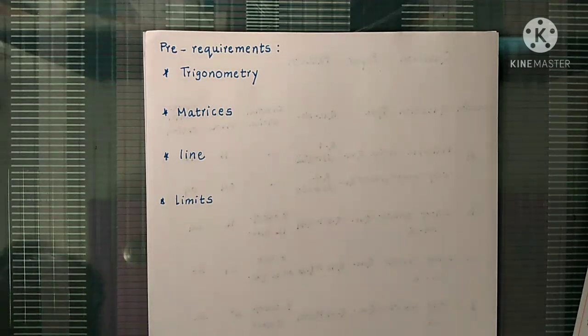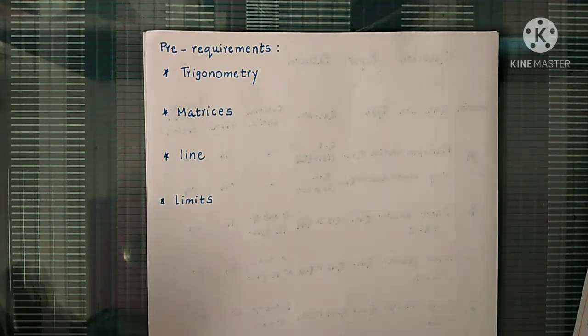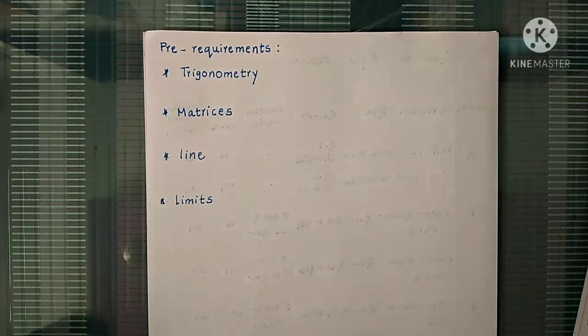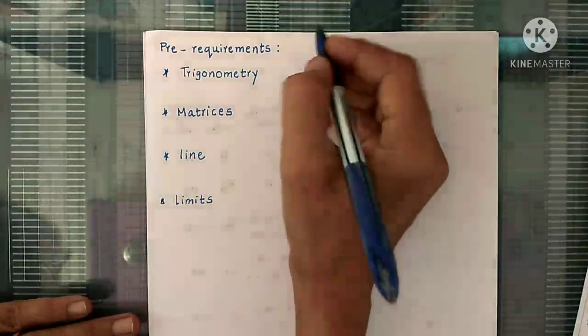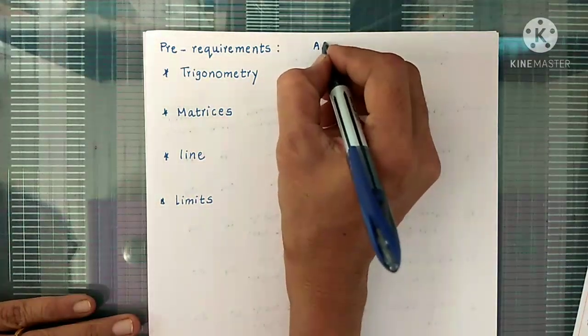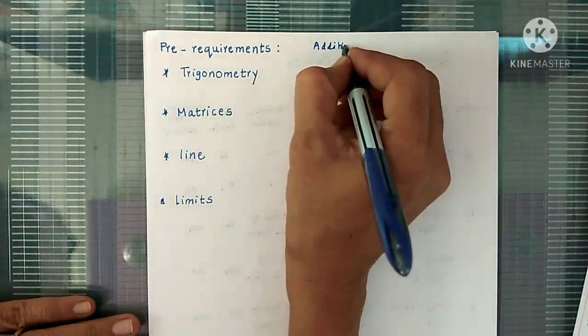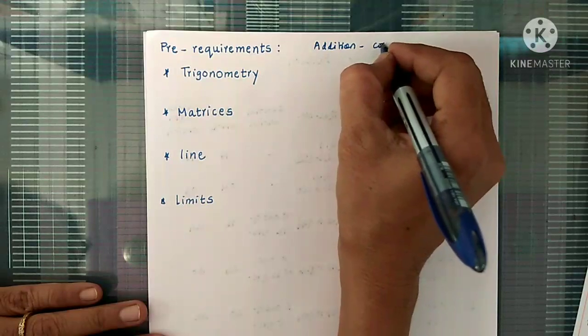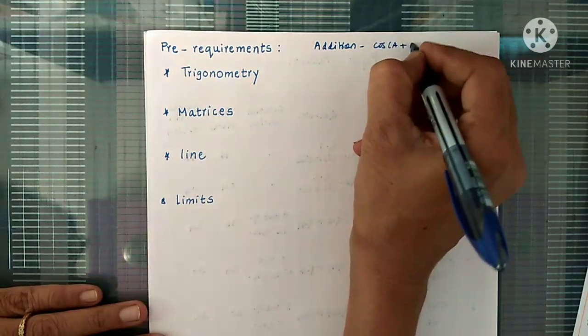Now this year we don't require proof-type questions like that. What we need is the formulas. So which formulas? The first one is the addition formulas. Which are those addition formulas? Cos of A plus B, cos of A minus B. You can complete the right hand side.